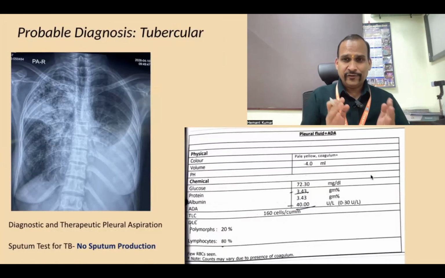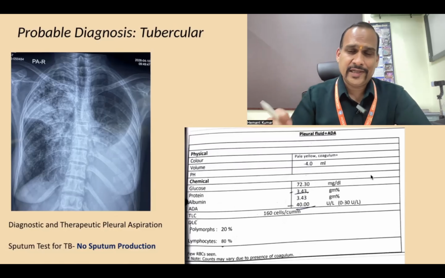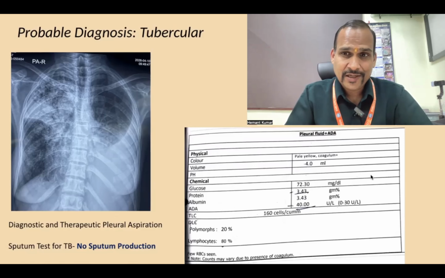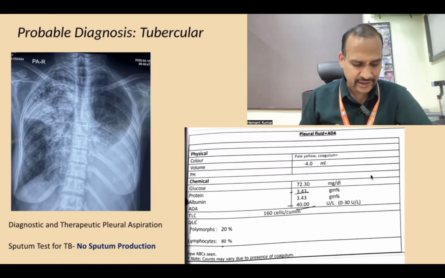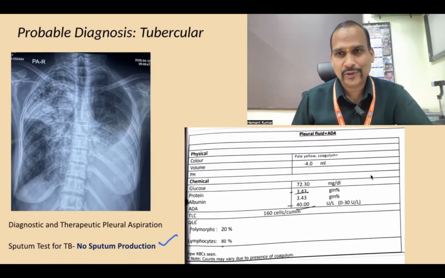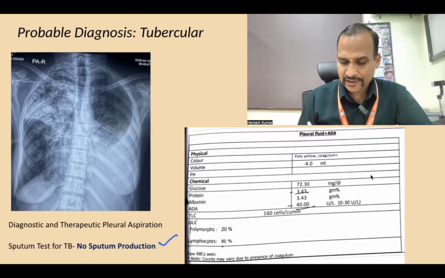There is pleural effusion. Whenever you find pleural effusion, tap it. You have to take diagnostic as well as therapeutic aspiration. Why therapeutic? Because the patient is symptomatic. The patient is having breathlessness, so you have to do therapeutic pleural aspiration. And as a second investigation, you have to send sputum for GeneXpert for tuberculosis. But unfortunately, this patient was having dry cough. There is no sputum production.